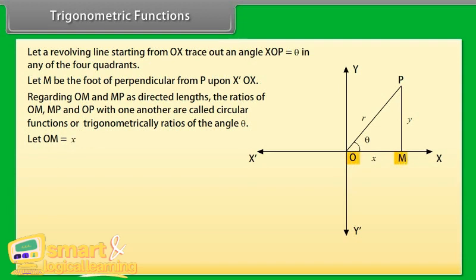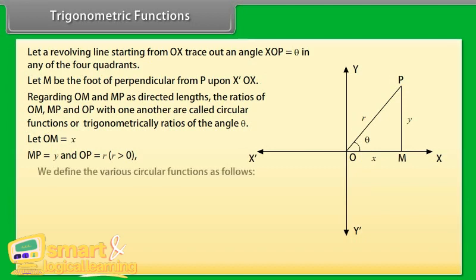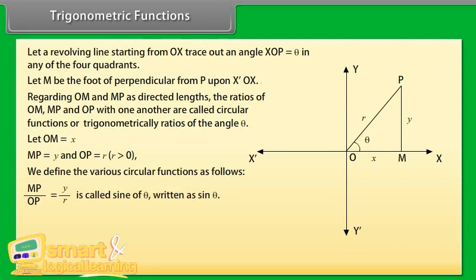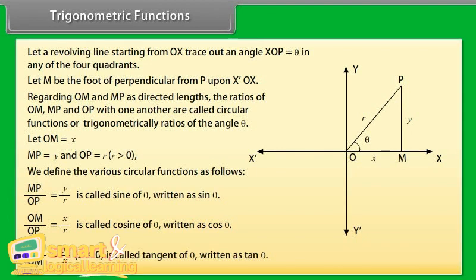Let OM equal x, MP equal y and OP equal r, r greater than 0. We define the various circular functions as follows. MP by OP equal to y by r is called sine of theta, written as sin theta. OM by OP equal to x by r is called cosine of theta, written as cos theta. MP by OM equal to y by x, x not equal to 0, is called tangent of theta, written as tan theta.